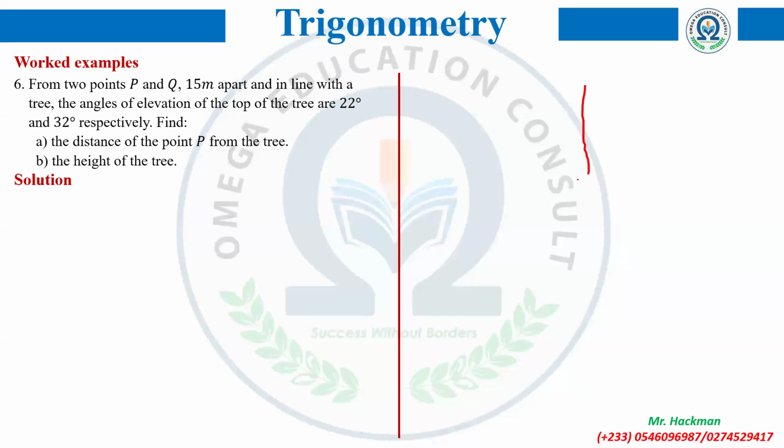So if they were on the opposite side, then it means maybe P could be here and Q could be here, or vice versa. Point well made. But here we are not told. Anytime the question is silent on opposites, you should know that, like I said, they are on the same side. So if that's the case, then let me go and clear that, then put them on the same side.